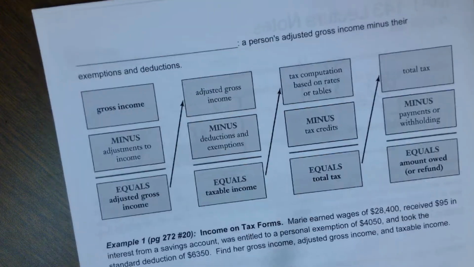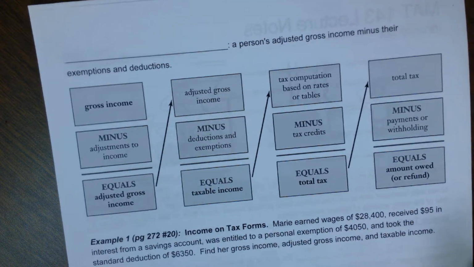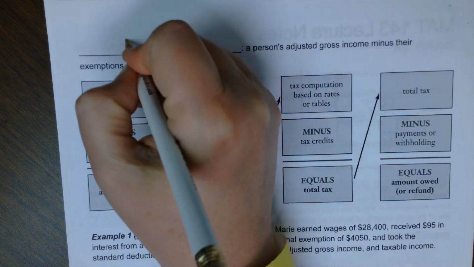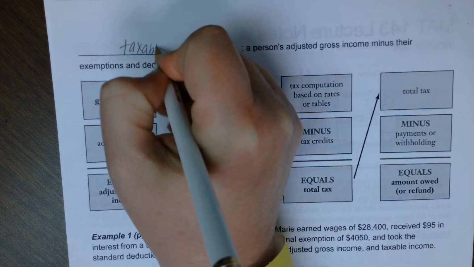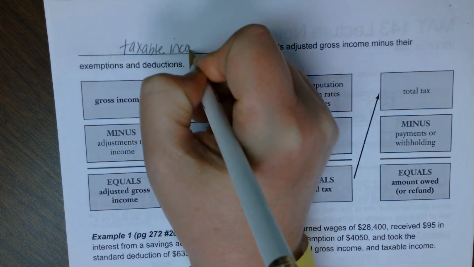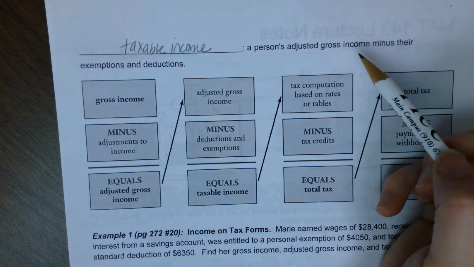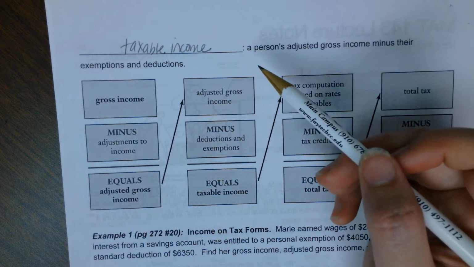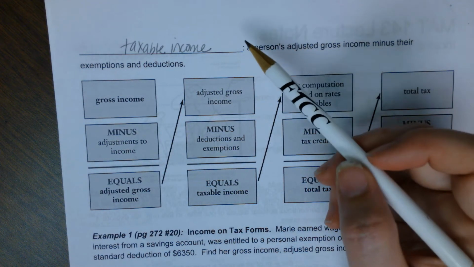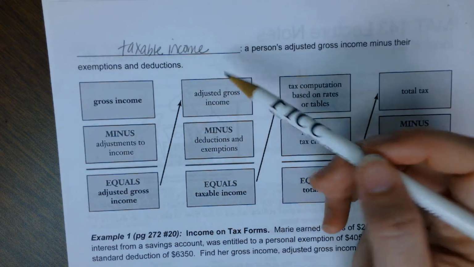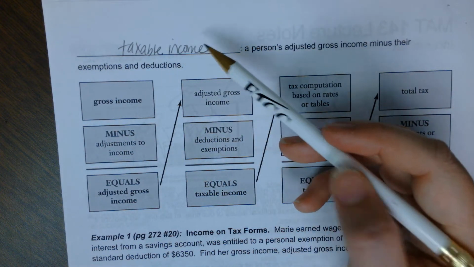Okay, so the next word, sorry, the last one wasn't the last one. This is your taxable income. This is going to be your adjusted gross income, and then you take off the exemptions and deductions. After all that, that is what you finally calculate your tax from.